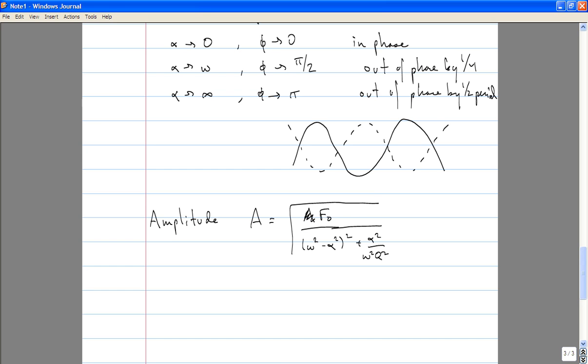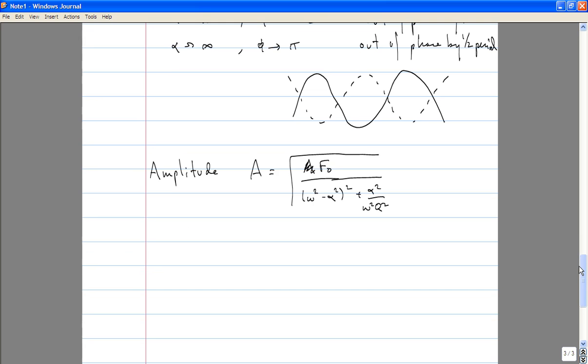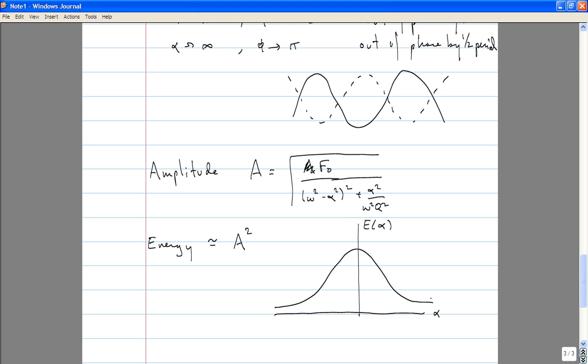So, for example, if we wanted to compute the amount of energy in the oscillator, then that is proportional to the amplitude squared, and roughly speaking, as a function of frequency, we'll have some sort of bell shape, just given by the graph of the amplitude squared. And this is a famous shape which is known as the Lorentzian line shape.